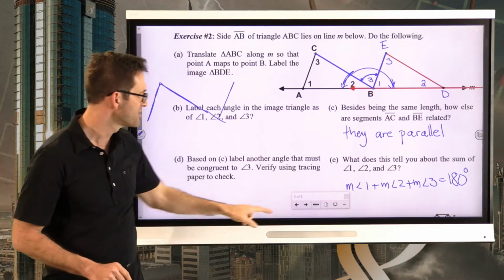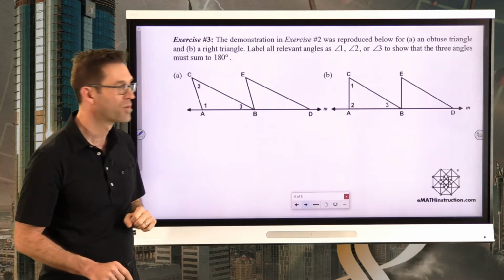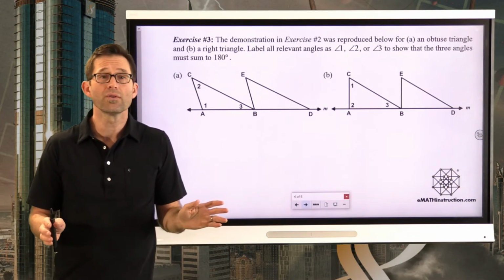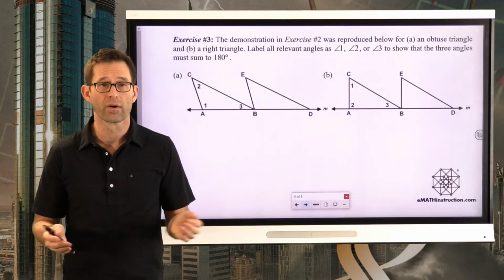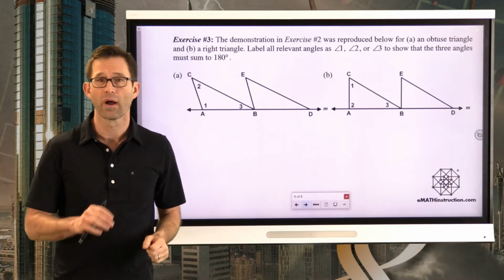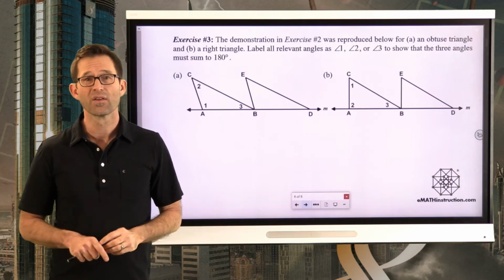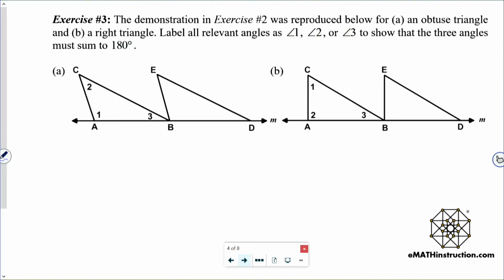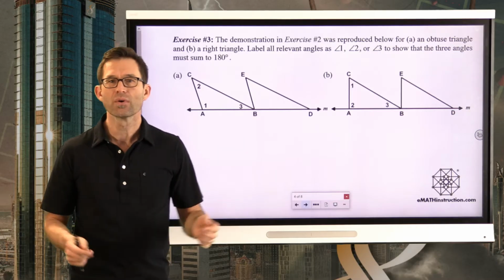Let's take a look and see this in another diagram. You could say to yourself, well, maybe it was just the particular diagram. Maybe it only works with those kind of triangles or those kind of triangles. Let's take a look at exercise 3. The demonstration in exercise 2 was reproduced below for A, an obtuse triangle, and B, a right triangle. Label all relevant angles as angle 1, angle 2, or angle 3 to show that the three angles must sum to 180.